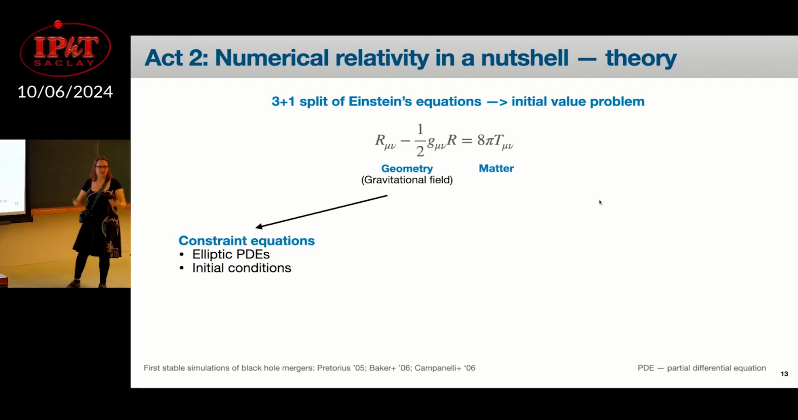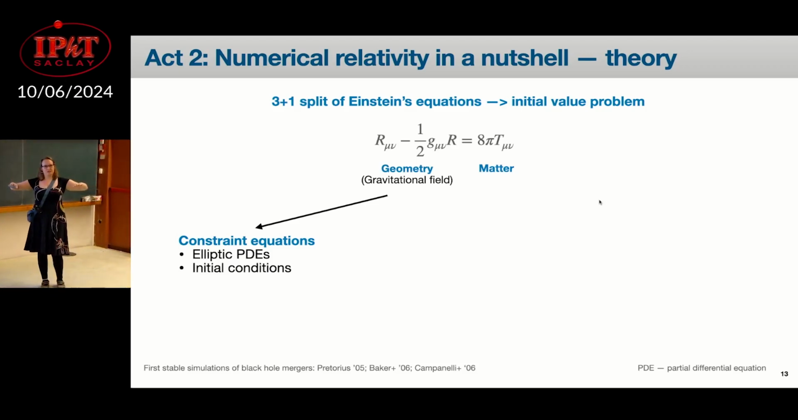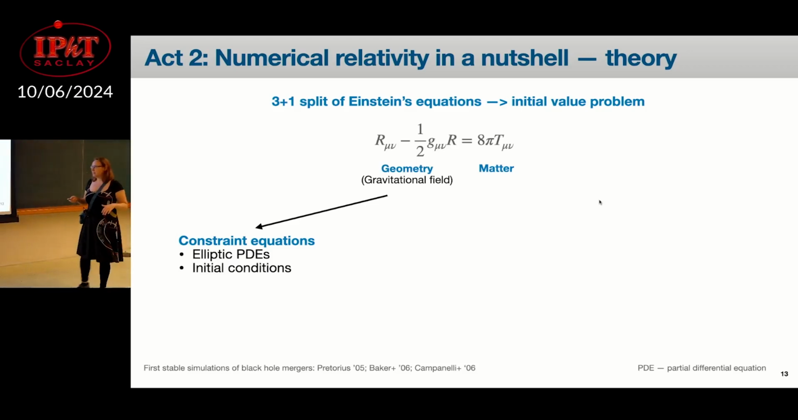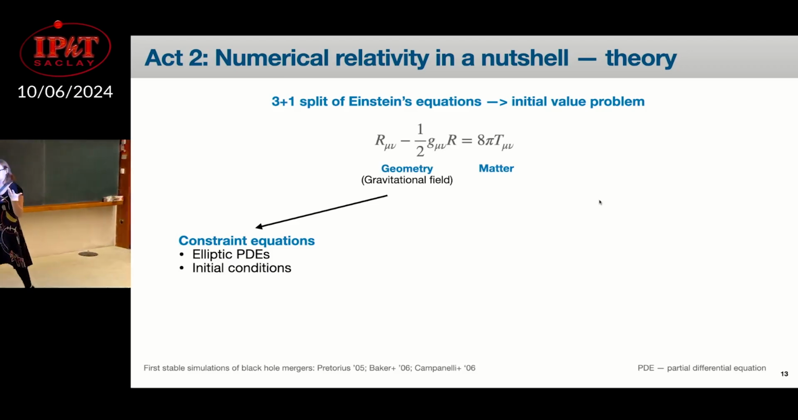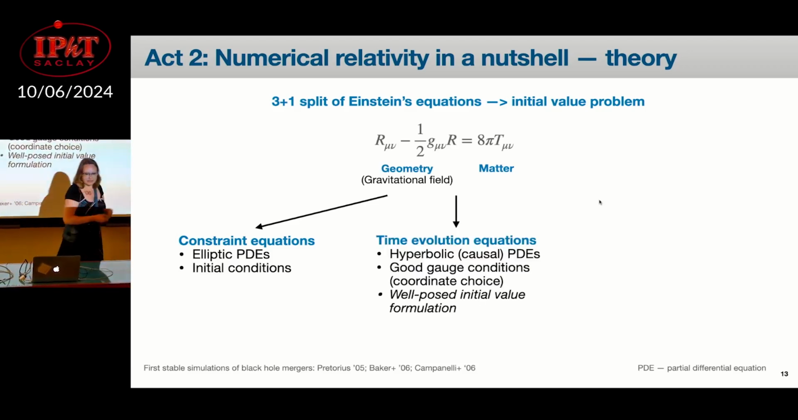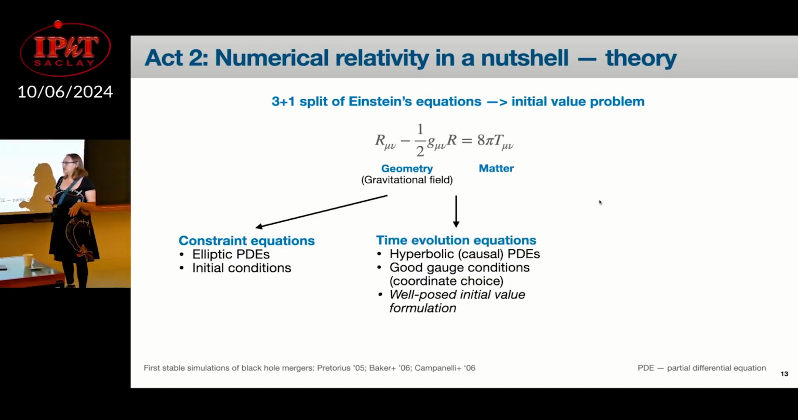So if I say I want to start at time t equals 0, I need to prescribe what my metric and the extrinsic curvature are at t equals 0. And some of the degrees of freedom are determined by these constraint equations. Now, once I have my initial data, I want to propagate this forward in time, and I do this through a set of hyperbolic equations that I get also by decomposing Einstein's equations.